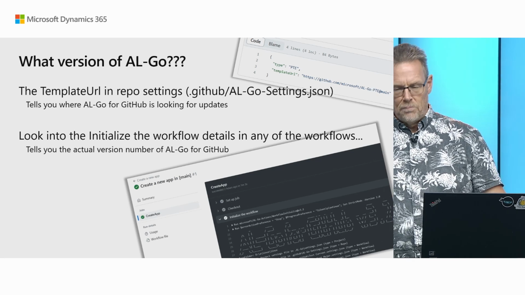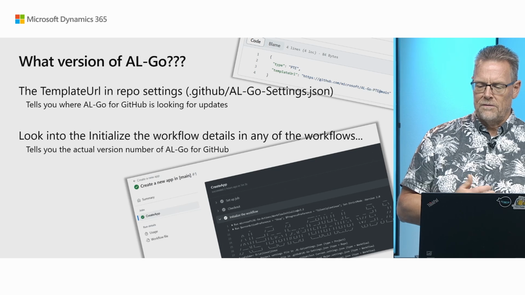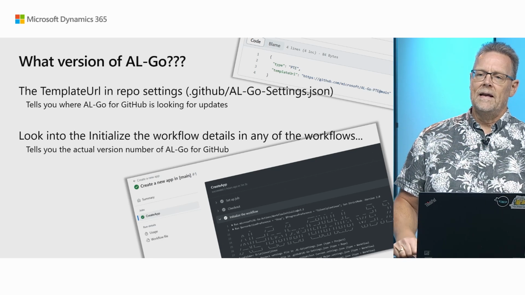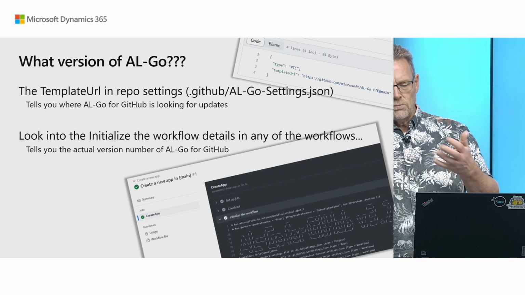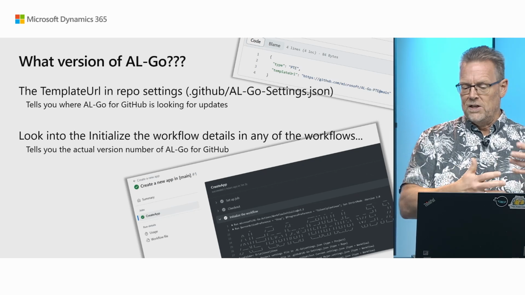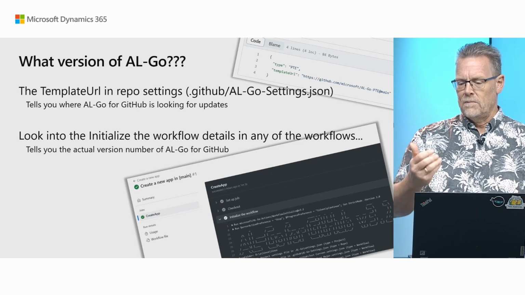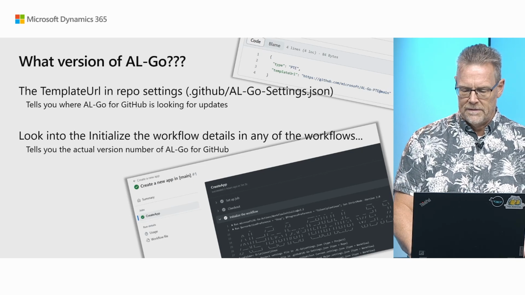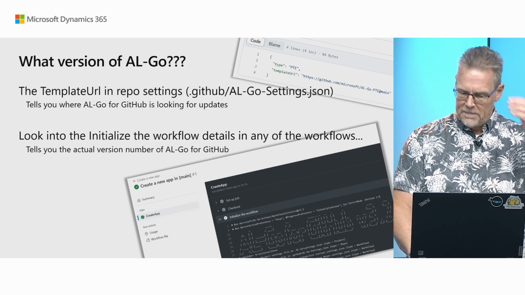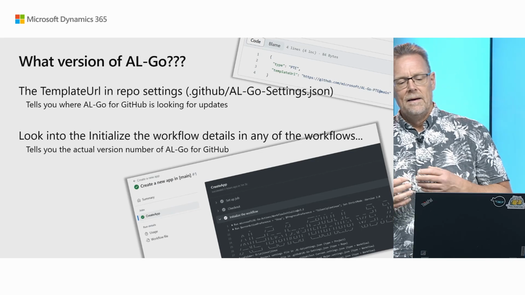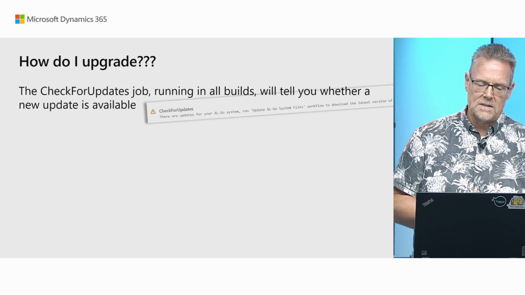If you are running the preview version, the template URL would be github.com Microsoft ALGO-PTE @preview, then the initialize would say preview. So this is the way to find, like, if you have an issue, you create an issue on GitHub, and I'll ask you, or we'll ask you, so what version are you running? Well, go and look in the output, and you'll find it there. And we might say to you, please install the latest update of ALGO for GitHub. And the way you do that is by running a workflow called upgrade ALGO system files.